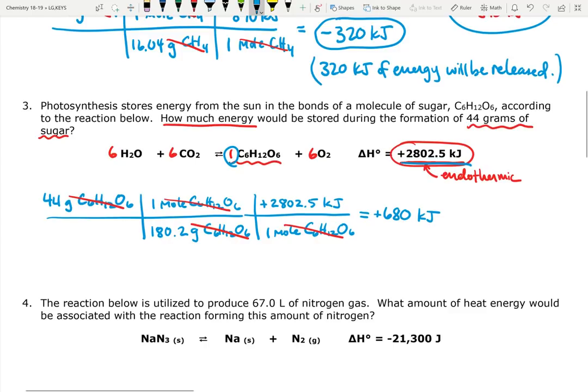And so the positive sign on my answer means that it is a gain of energy. It's a storing of energy in the bonds of the sugar molecule. That's kind of the notion. And so as we put this reaction together to produce enough sugar to make your 1 can of Mountain Dew, plants had to somewhere take in 680 kilojoules worth of sunlight energy in the process of doing that. So that's our answer. Positive 680 kilojoules would be needed.